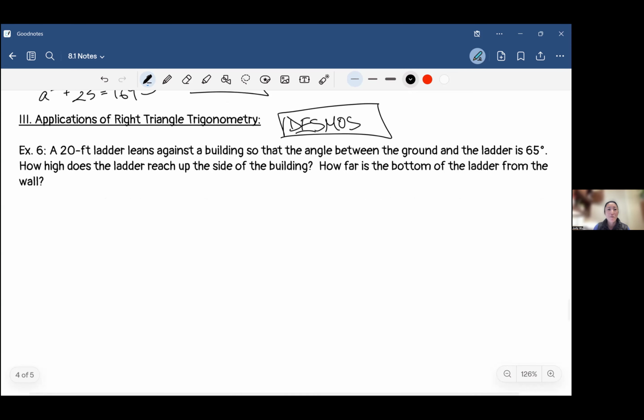Example 6, a 20-foot ladder leans against a building so that the angle between the ground and the ladder is 65 degrees. How high does the ladder reach up the side of the building? How far is the bottom of the ladder from the wall?